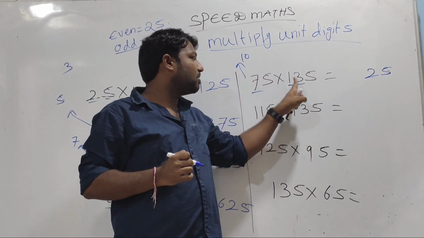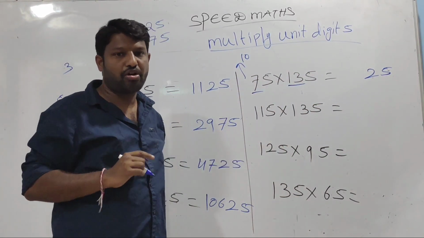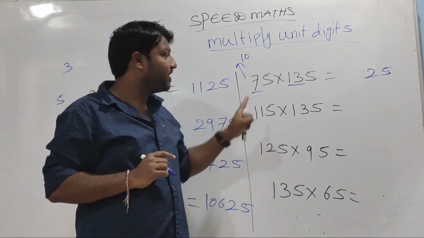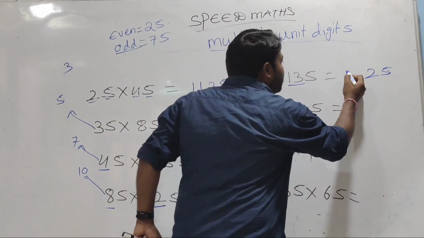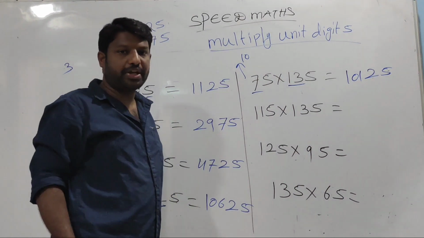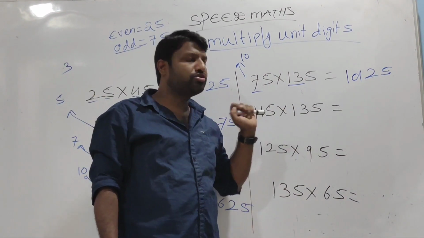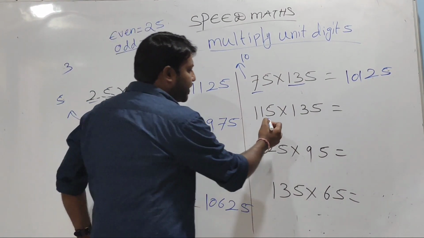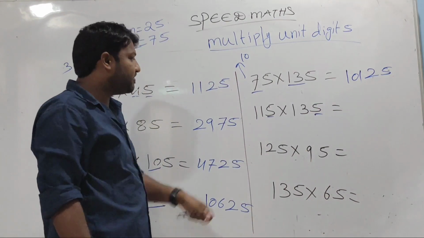Okay. Now multiply these two numbers. 13 into 7. 13 times 7 is how much? 13 times 7 is nothing but 91, plus 10. It is 91 plus 10, nothing but 101. Okay. Now see here. 115 into 135. The last digit is 5 here, here also 5. Okay. Then I will check these two numbers.